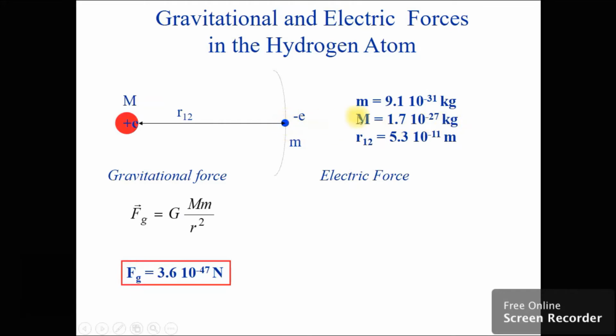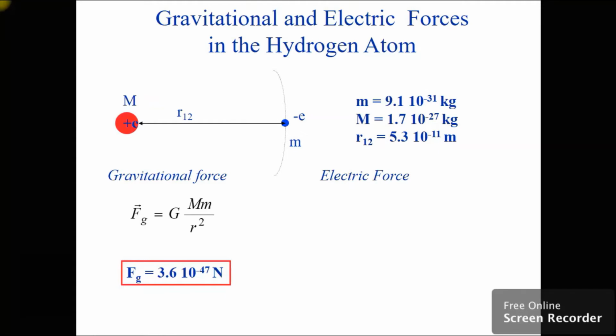And then the mass of the electron is 9.1 times 10 to the minus 31 kilograms. The distance between them is 5.3 times 10 to the minus 11th meters. That's about how far the electron is from the proton in an ordinary hydrogen atom. And then the constant G, that's a conversion constant. And if you multiply all those things together, you get an answer of 3.6 times 10 to the minus 47. So that's the force that gravity is pulling between the electron and the proton.